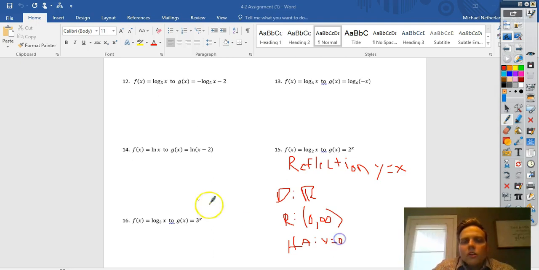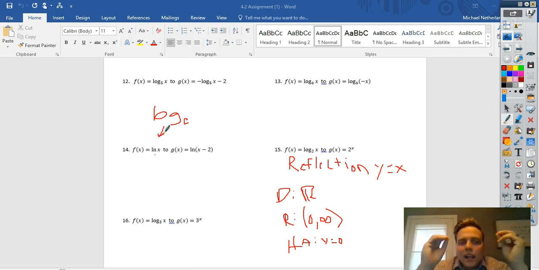Okay? And don't let 14 confuse you. ln just stands for natural log. That's just where you have a log and the base is that e, that natural number. Okay? That's all that means. You're going to do this problem the exact same way. 14 is not a tricky problem. It's just like number 10. It's only minorly different because it says natural log. The numbers don't change, other than the -2 still makes it go to the right 2. The ln does not change anything as far as transformations go, or domain, or range, or asymptotes. Okay? It just has a different type of base.